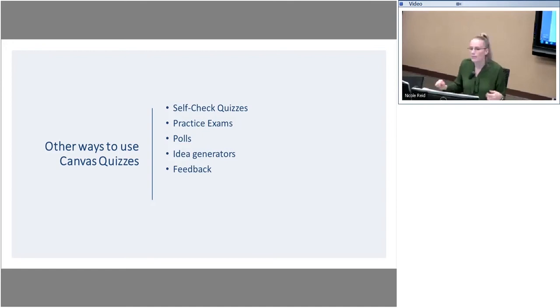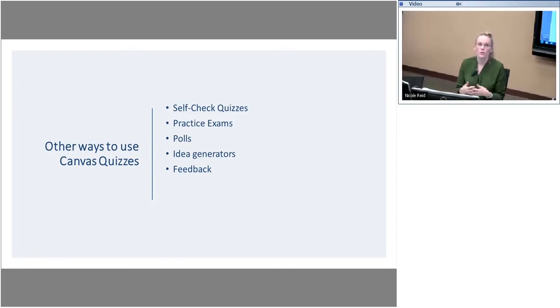Polls. Polls are something where, let's say you want to do a synchronous session in an online class and you want to know when the best time is for everyone. Throw it into a Canvas quiz. That way you have all the answers you need there. You can also use other things like Doodle to gauge that, but it's an option.